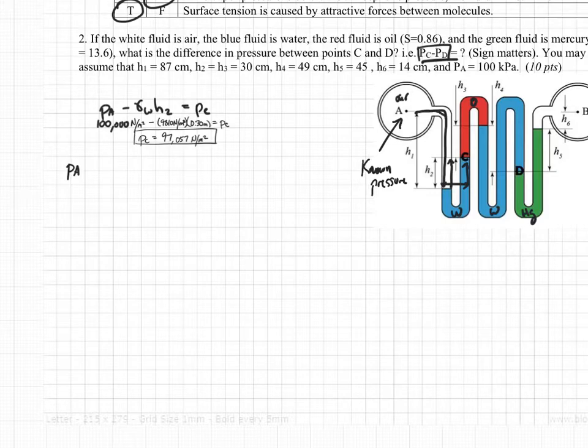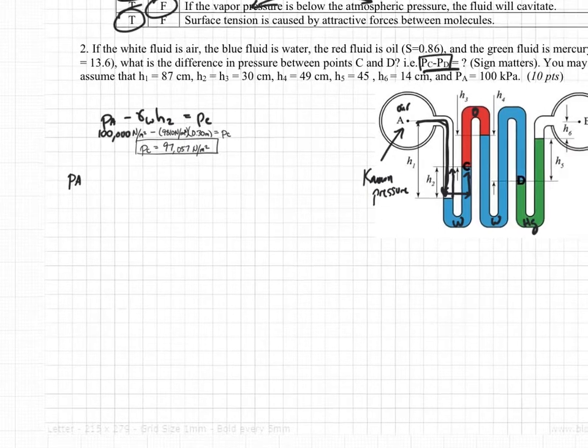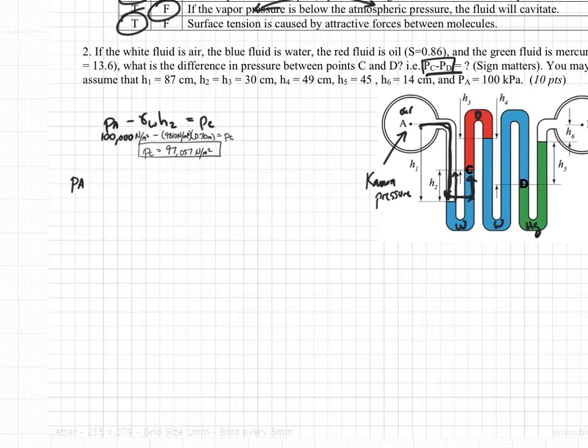Now we're going to go down to there, and that's air, so we're not going to worry about it. We're going to go over and up to C, so I'm going to go minus gamma water H2. Now I'm going to go up, so that's going to be minus gamma oil times H3. Now I'm going to go over, doesn't have any effect. Now I'm going to go down, so that's plus gamma water H4. Now I'm going to go over to D, equals pressure at D.